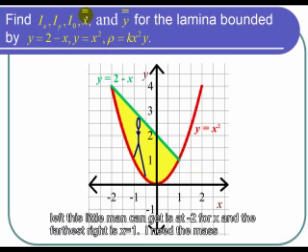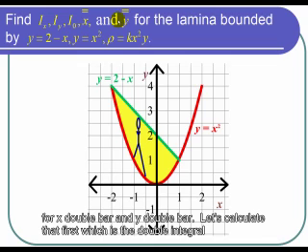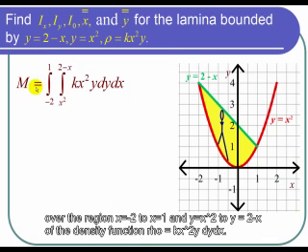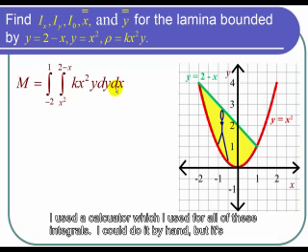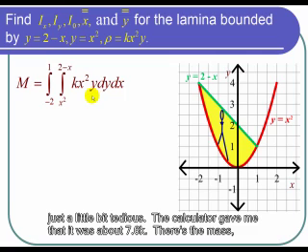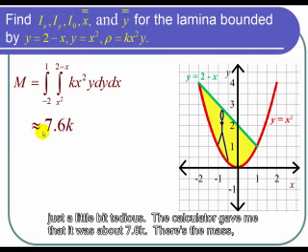So I need the mass for x double bar and y double bar. So let's calculate that first, which is a double integral over the region x equals negative 2 to x equals 1, and y equals x squared to y equals 2 minus x, of the density function kx squared y times dy dx. And I used a calculator, which I'll use for all of these integrals. I could do it by hand. It's just a little bit tedious. And the calculator gave me that it was about 7.6 times k.